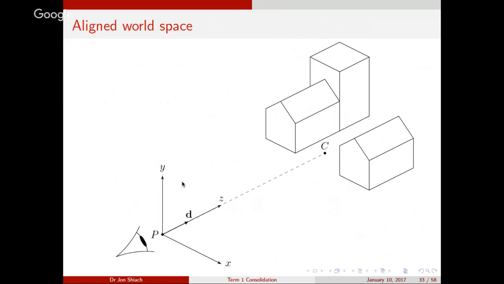So what you end up with is your camera position at your origin. This is what we call the aligned world space. This is the world space which is aligned to that viewing vector. You're looking, this is my attempt at drawing an eye, along the z-axis at your virtual world. So that's the aligned world space.